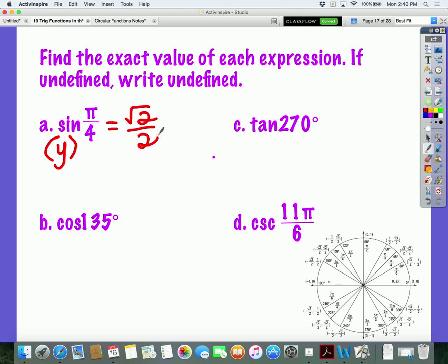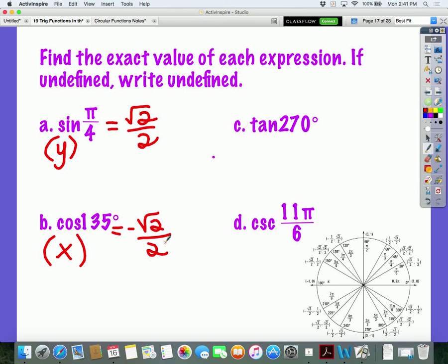Okay? Let's look at B. The cosine of 135 degrees. Cosine is what? X. So you're looking, what is the x coordinate of 135 degrees? Simple enough, right? Now you can use your unit circle to basically answer these things, but the thing is you're not always going to have this piece of paper there and you need to commit this to memory.